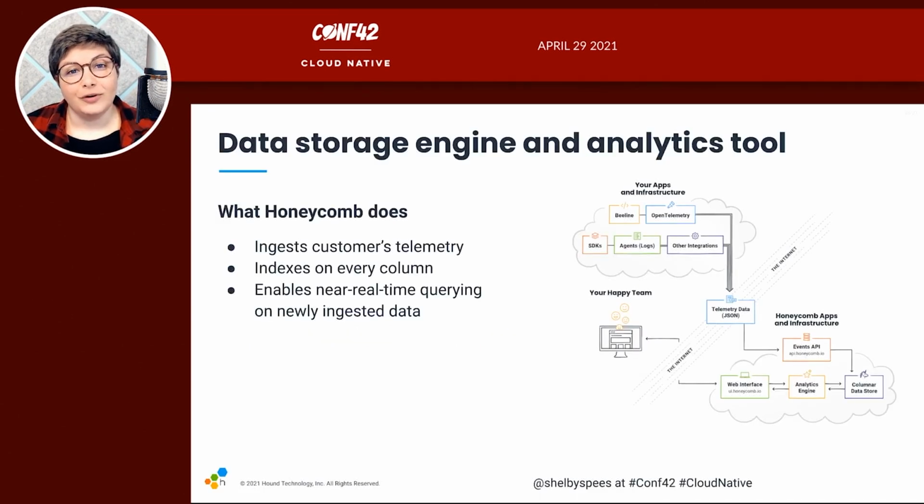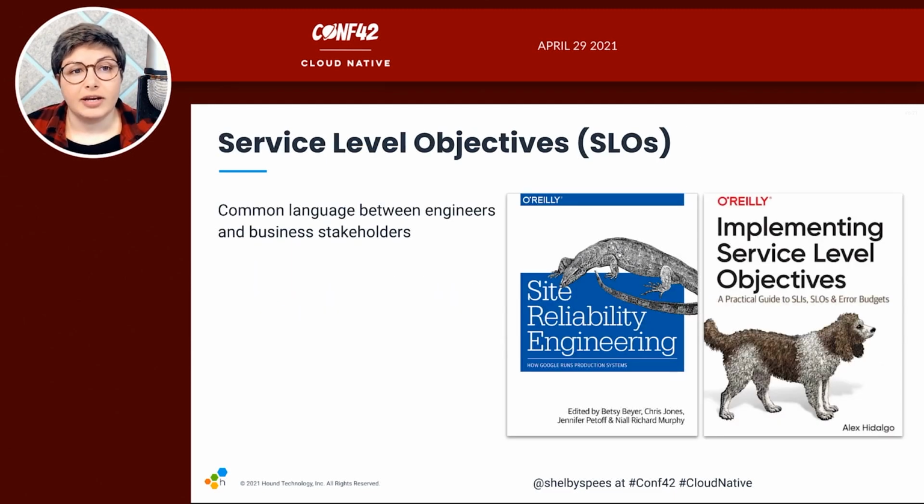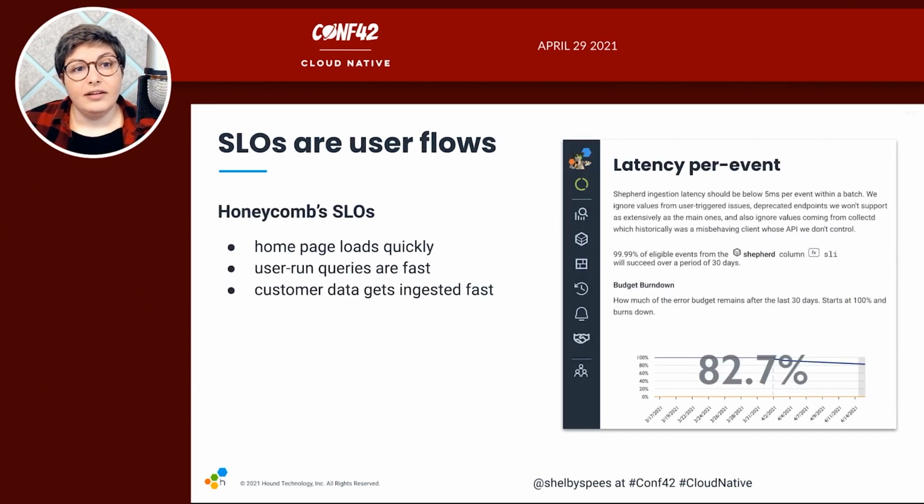Honeycomb is a data storage engine and analytics tool. We ingest our customers' telemetry data, and then we enable fast querying on that data. At Honeycomb, we use service-level objectives, which represent a common language between engineering and business stakeholders. We define what success means according to the business, and then measure it with our system telemetry throughout the lifecycle of a customer. That's how we know how well our services are doing, and it's how we measure the impact of changes. SLOs are for service behavior that has a customer impact.